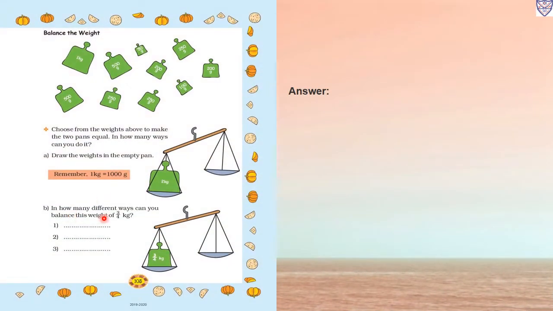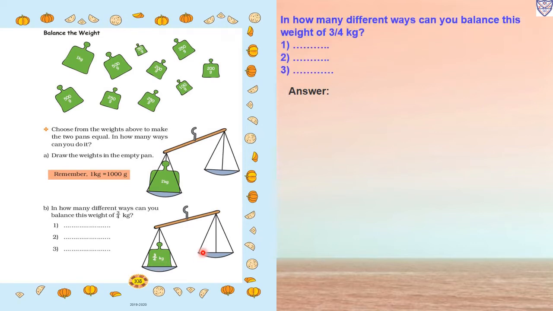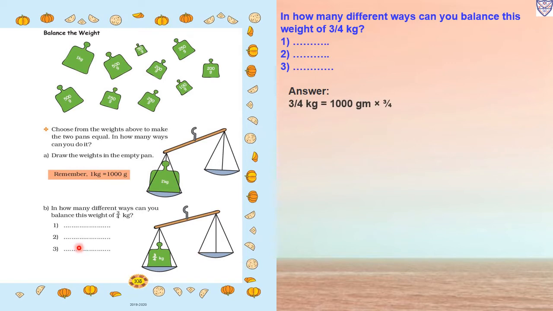In how many different ways can you balance this weight of 3/4 kg? Now this is 3/4 kg. We have to make it balance. 3/4 kg means, so 1 kg equals 1000 gram, that we know. Okay, so now we have to first find out 3/4 kg. So 1000 multiplied by 3 upon 4. So 1000 times 3 is 3000, divided by 4. So we will get 750 gram. Okay, so 3/4 kg of 1000 gram is 750 gram.